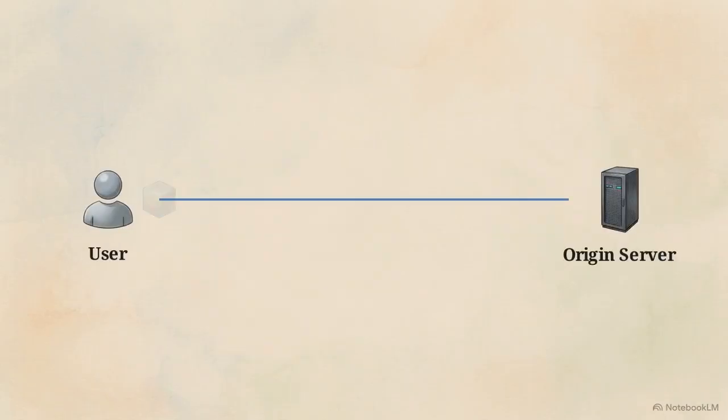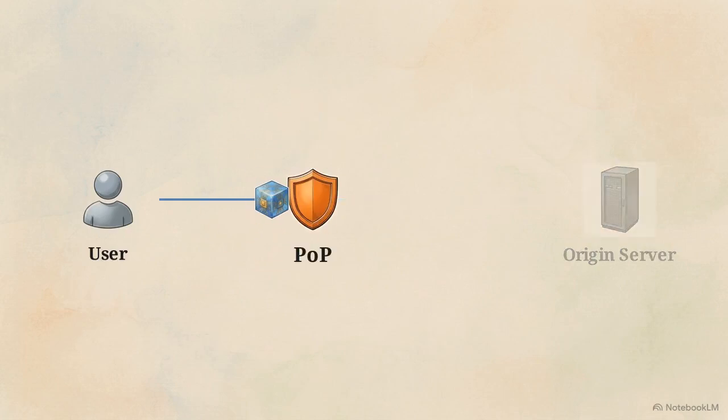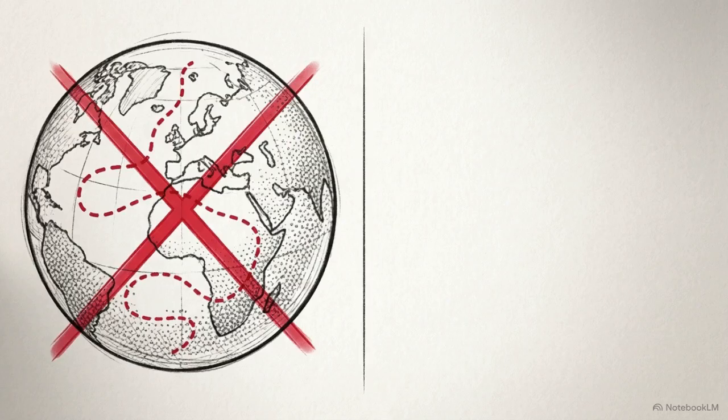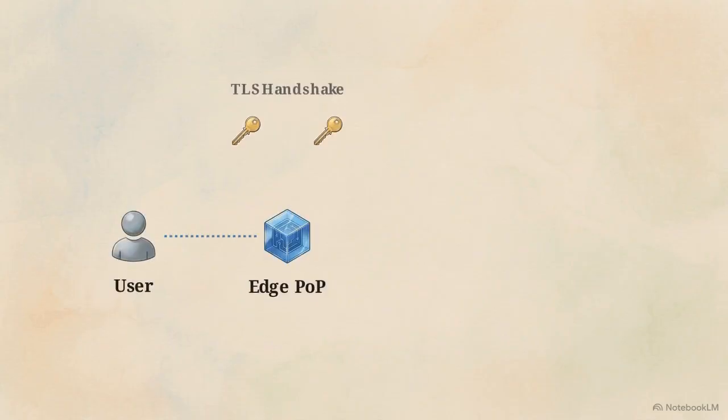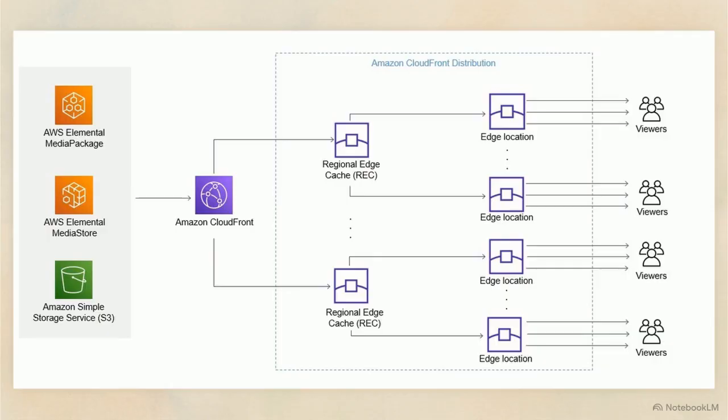Amazon CloudFront solves this geographical penalty by intercepting the request at the nearest point of presence, or POP. Instead of traveling across the globe to negotiate a secure connection, the TLS handshake is terminated locally, slashing the initial connection time. This architecture diagram shows CloudFront's topology.